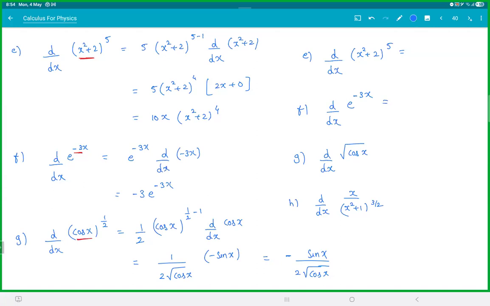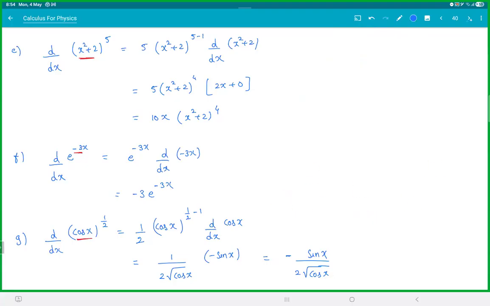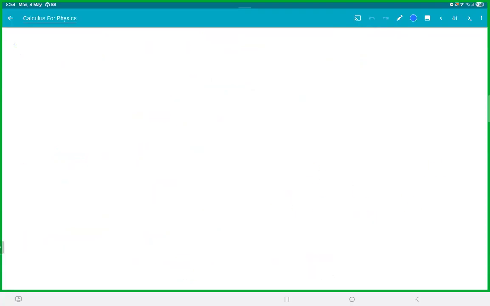Okay, let's see. The last one. x by x square plus 1, 3 by 2. It's a very common differentiation. You'll encounter that in at least 3 chapters. x square by x square plus 1 whole by 3 by 2.